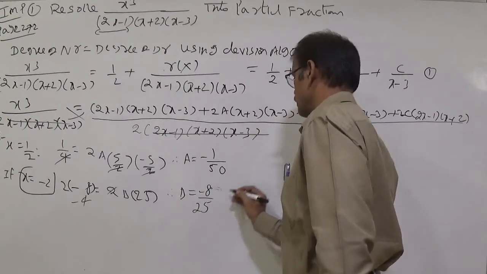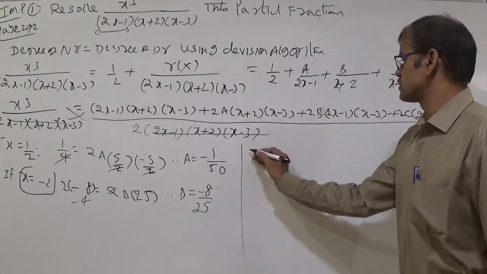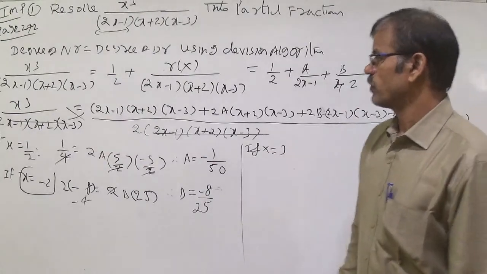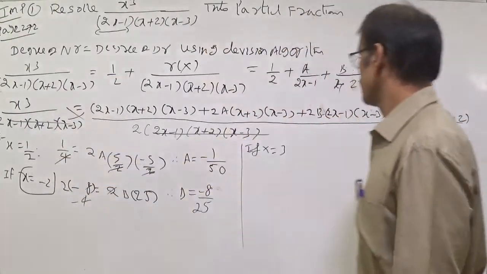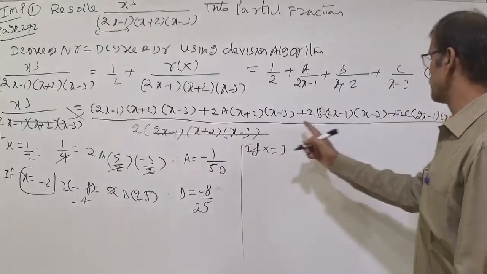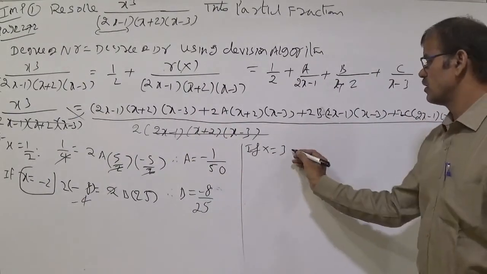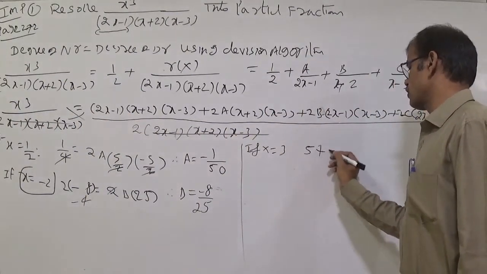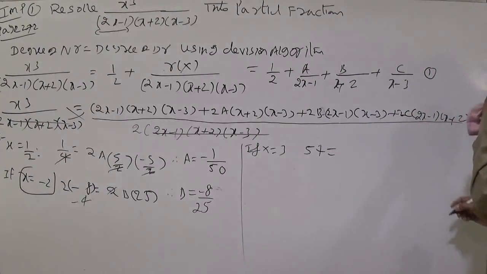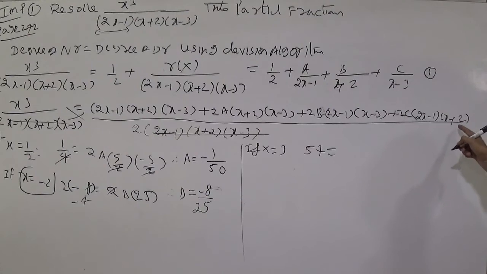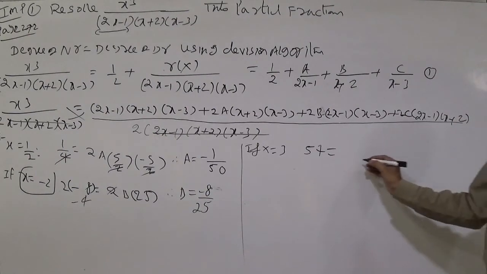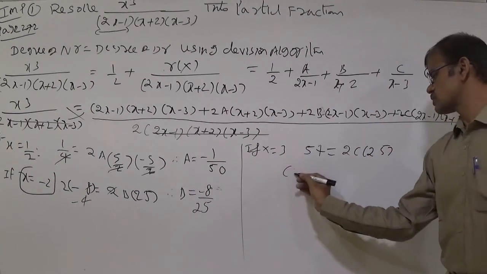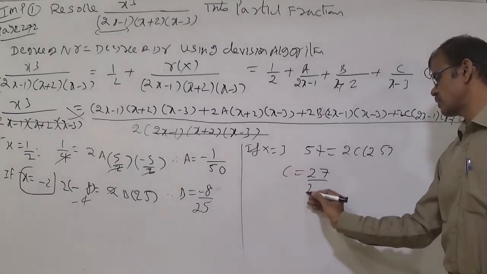Next, if x is equal to 3, I am writing. If x is equal to 3, don't forget these two should be taken that side. If x is equal to 3, this becomes 0, this becomes 0, this becomes 0. You will be getting here 2 into 3 cube, 2 into 3 cube means 54, is equal to 2c into 2 is 6 minus 1 is 5, and 3 plus 2 is 5, so 5 is 25. Here 2c into 25 you can write. So c becomes 27 by 25.